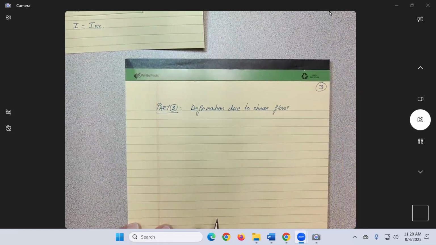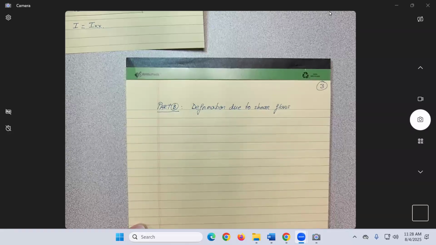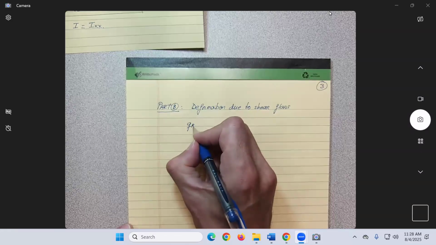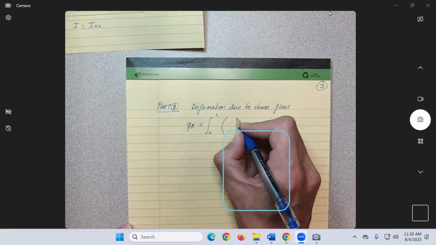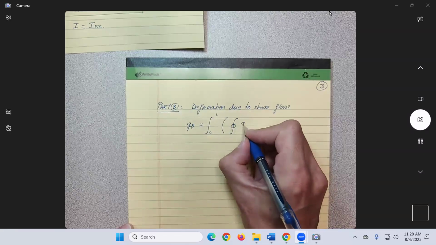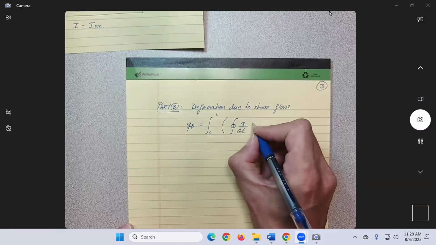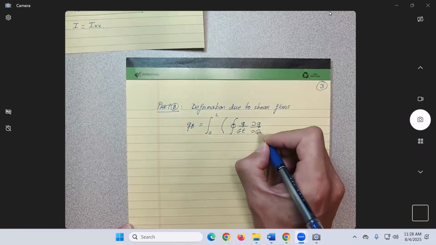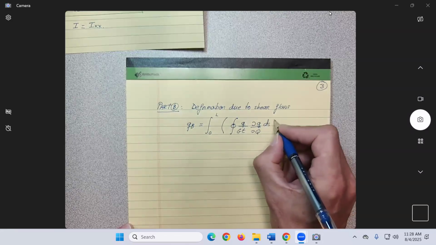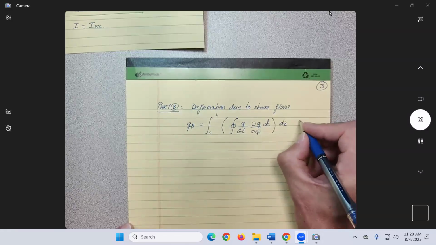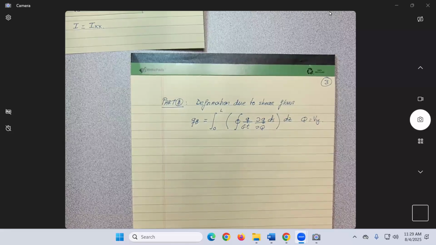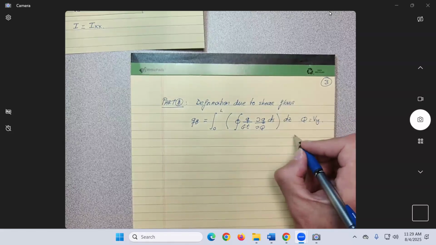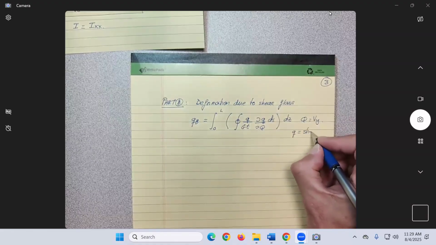Deformation due to shear flows. In that case, let's call this one Q sub B. Is a second expression, 0 to L, integral of Q over GT, partial of Q, partial of Q, ds dz. Here, really the Q is equal to what? Is equal to our Vy, okay? And remember here that the Q's refer to shear flows.